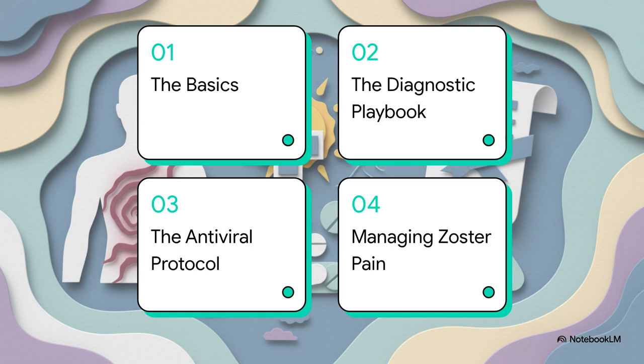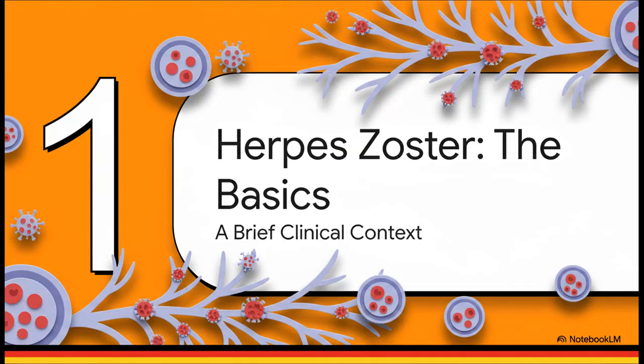All right, so here's how we're going to tackle this. We've got 4 key sections. We'll kick things off with a quick look at the basics, just for context. Then we'll get into the real nitty-gritty of the diagnostic playbook. After that, we'll unpack the entire antiviral protocol, and finally, we'll cover the specific guidelines for managing that awful zoster-associated pain.